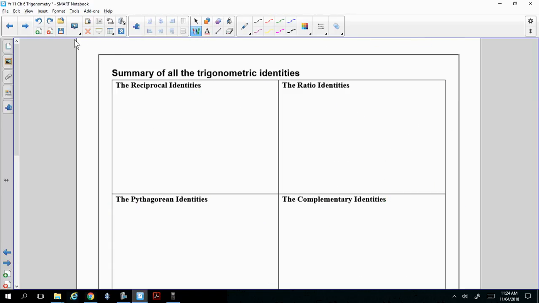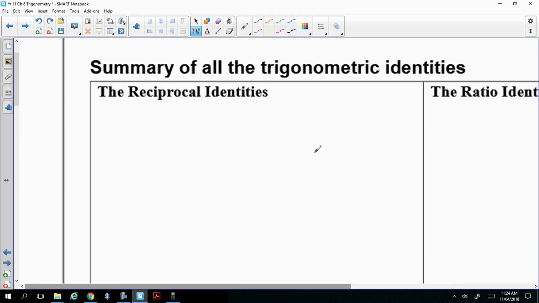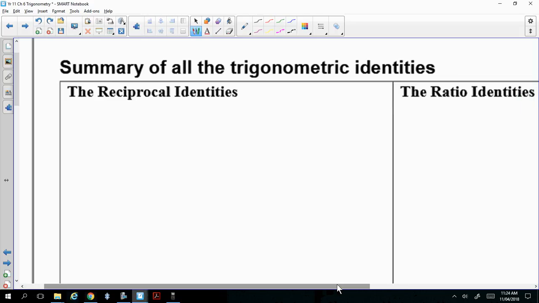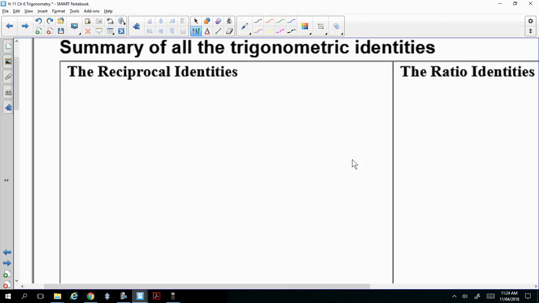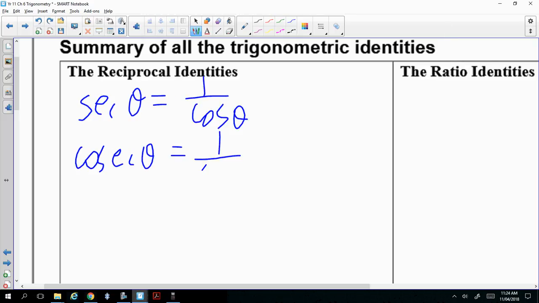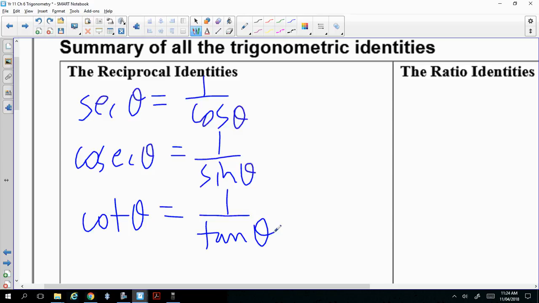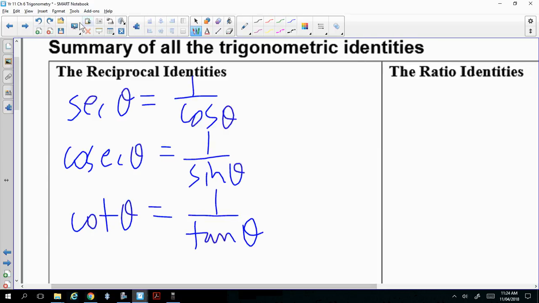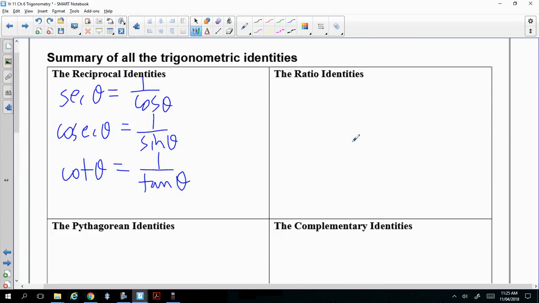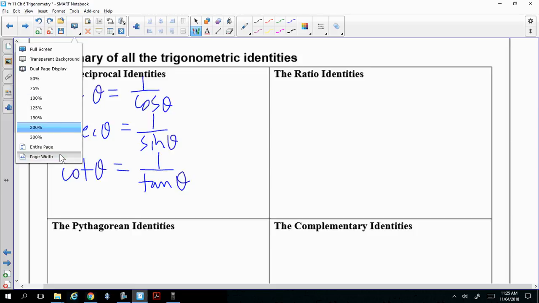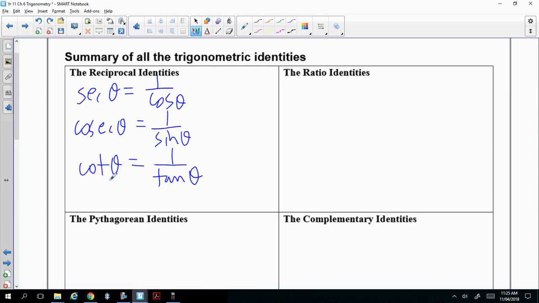All right, what's a reciprocal identity? Sec theta is 1 over cos theta. Cosec theta equal 1 over sine theta. Cot theta equal to 1 over tan theta. Just 3, right? We've got the two ratio identities. I could make it a little bit bigger, page width. Okay, ratio. Next one is tan theta, which is sine over cos. And then cot theta is cos over sine.